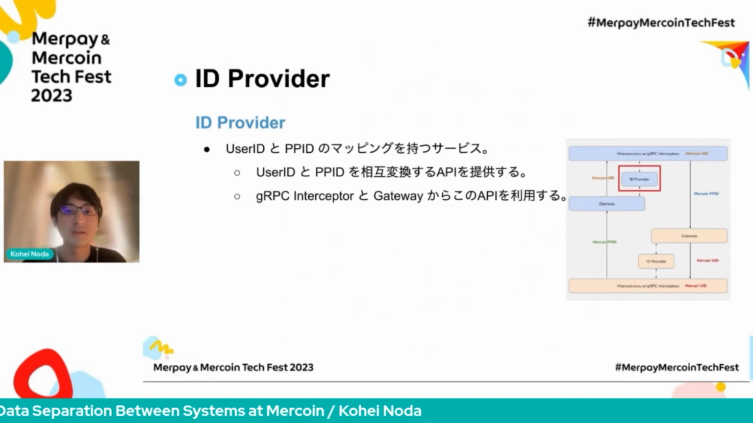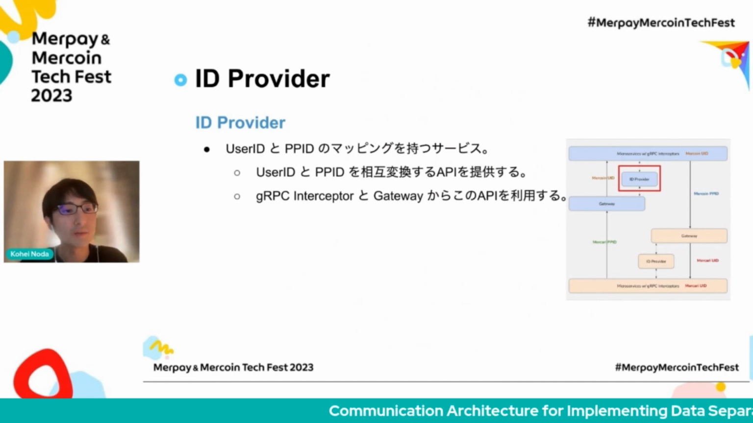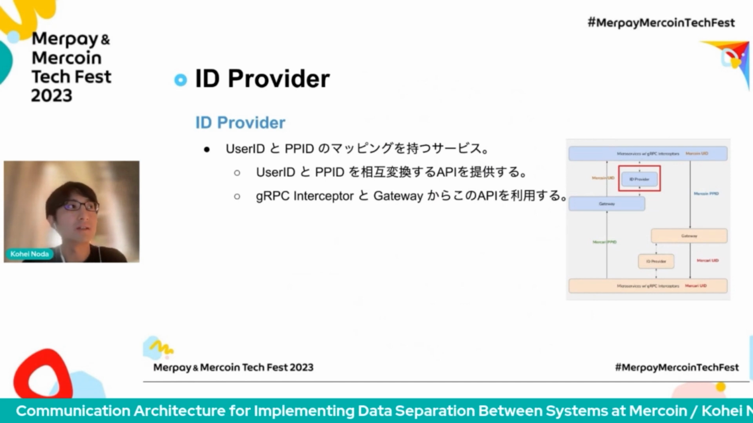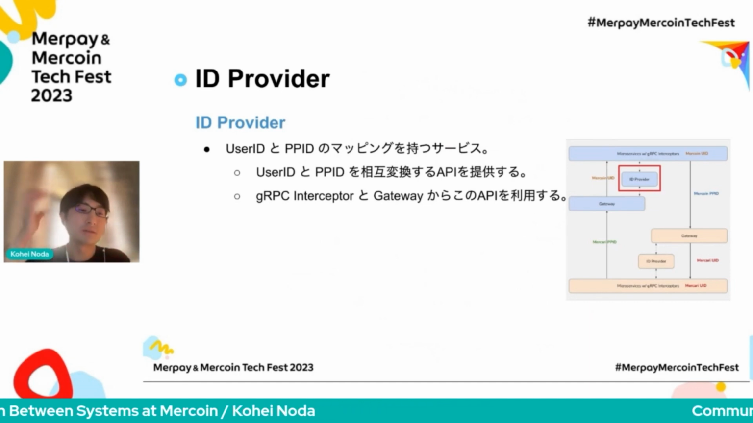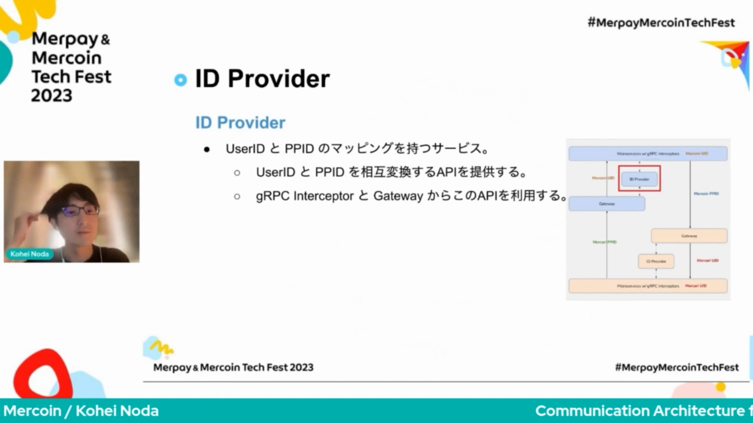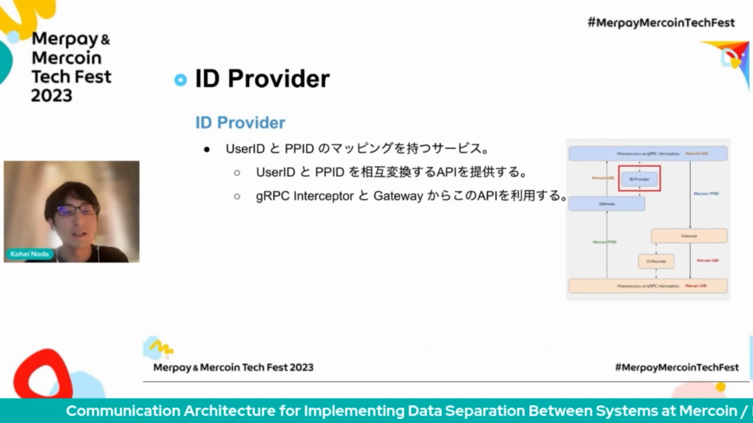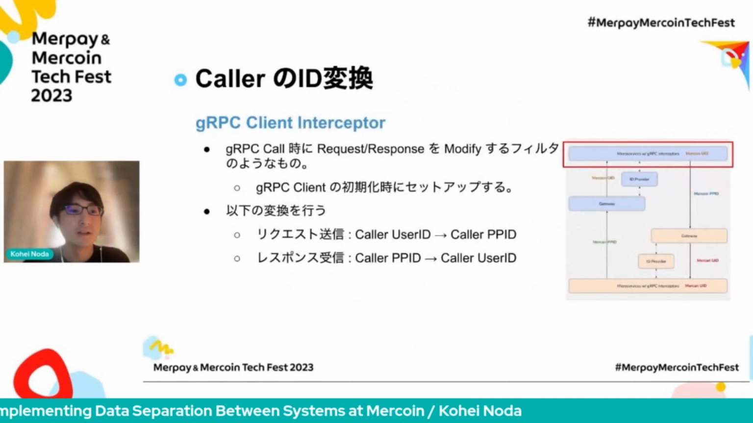Before explaining the 2 ID conversions on the communication path, let me briefly explain the ID provider in the figure. This is the service that has a mapping between user ID and PPID. This service is managed by the IDP team within Mercari and provides an API to convert between user ID and PPID. As for caller side ID conversion, the gRPC interceptor handles it within the microservice.